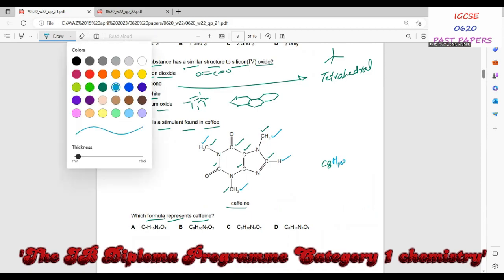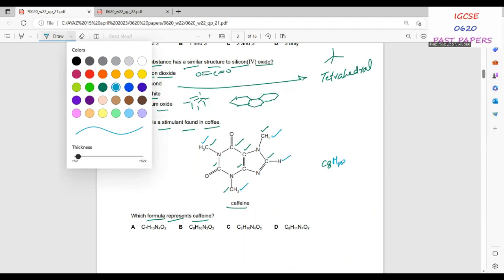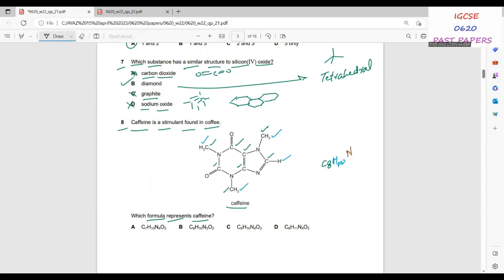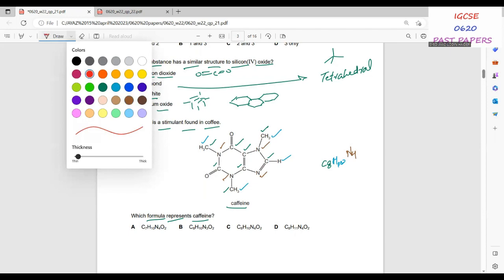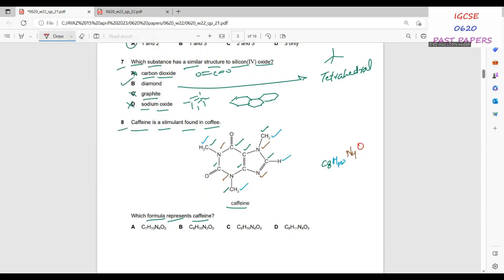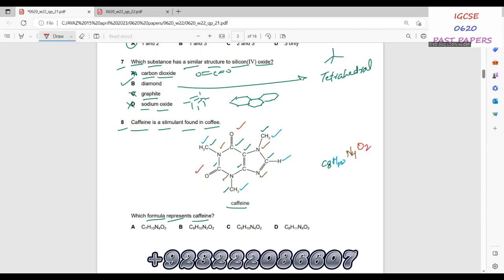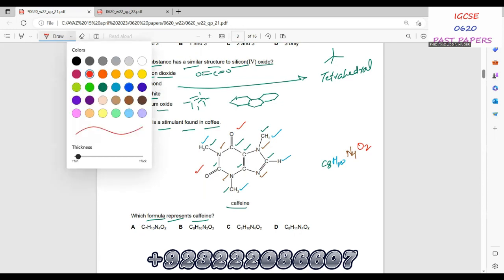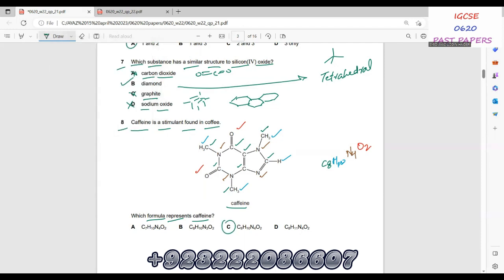Now let's count the nitrogen atoms in this. 1, 2, 3, 4. N4. Now let's count the oxygen atoms. 1, 2, it means O2. So answer C will be the correct one for this question.